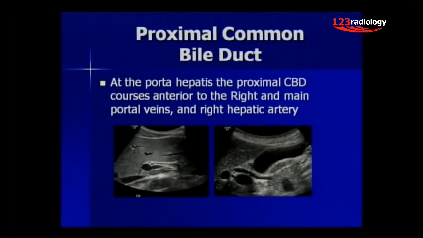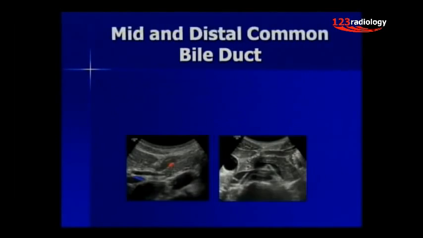Now, the proximal duct, typically, as we said here, is anterior to the portal vein, right and main portal veins. The distal duct can be further distinguished into the suprapancreatic and intrapancreatic duct, with the suprapancreatic portion being between the porta hepatis and the head of the pancreas, and the intrapancreatic portion being within the pancreas. So the suprapancreatic portion of the distal duct also can be considered the mid-common bile duct, and here you can see the duodenum, and the duct is passing posterior to the duodenum.